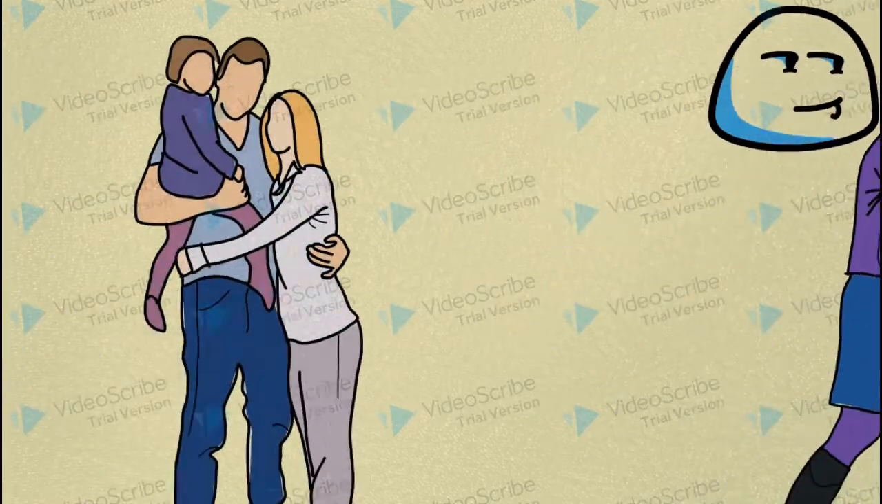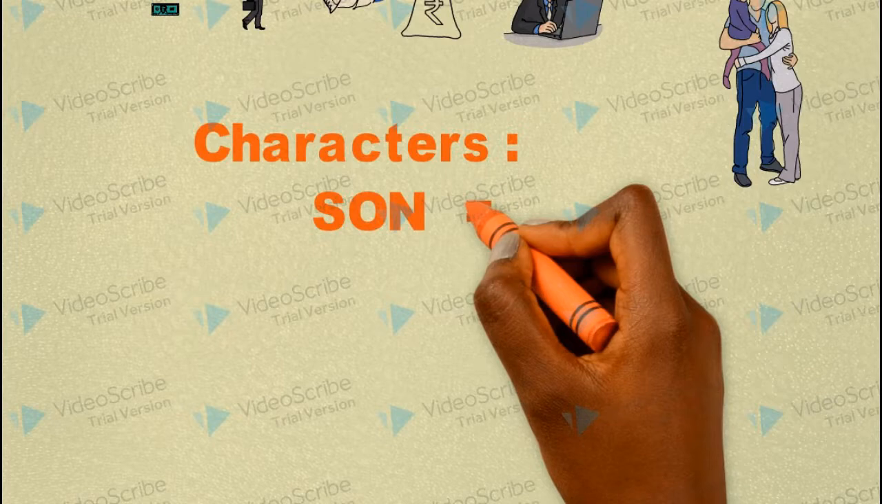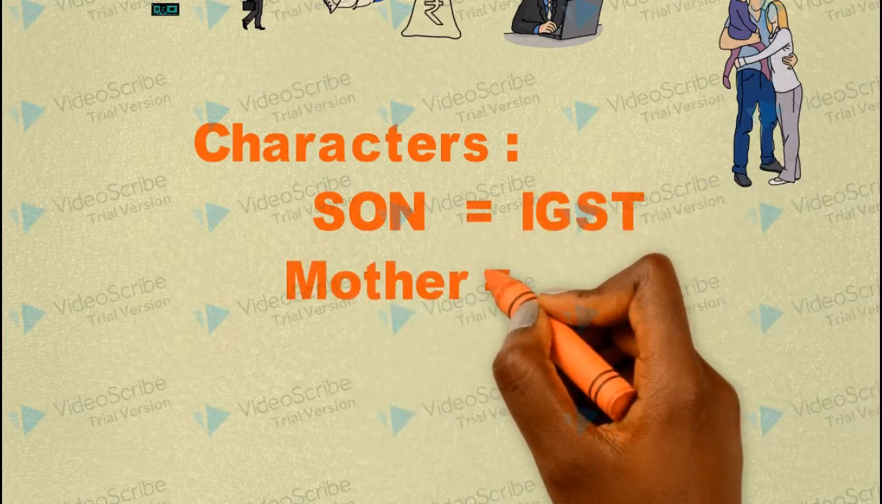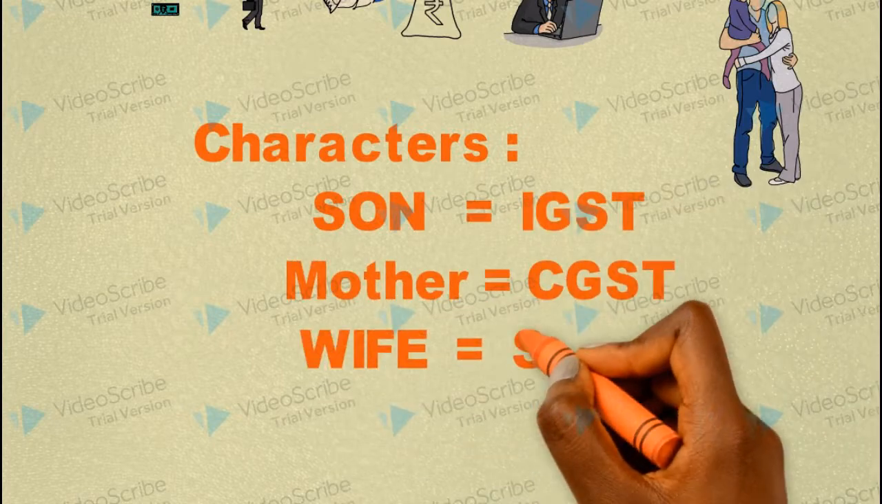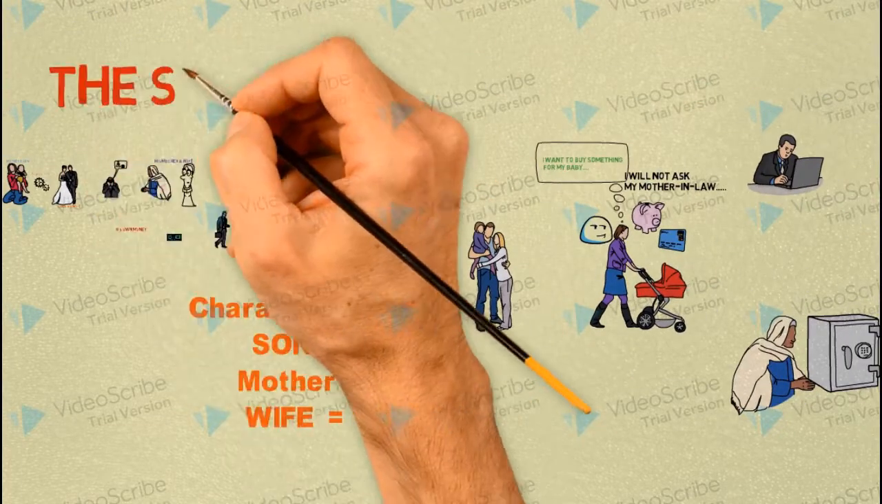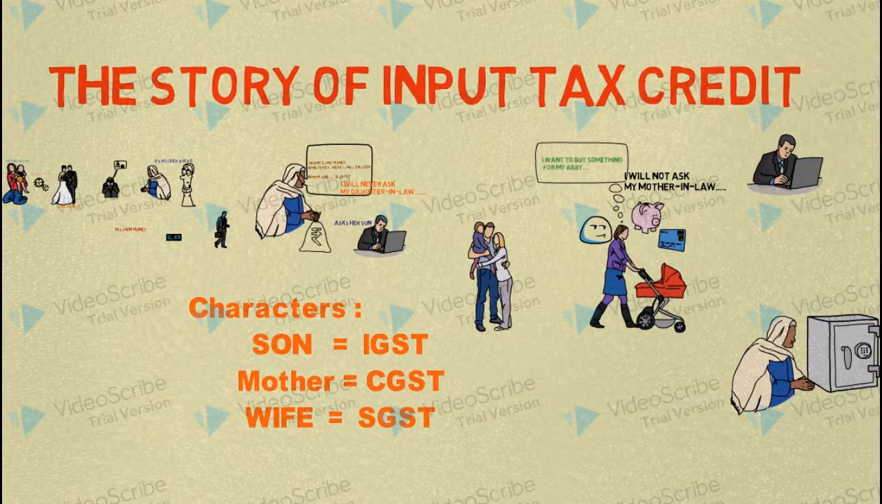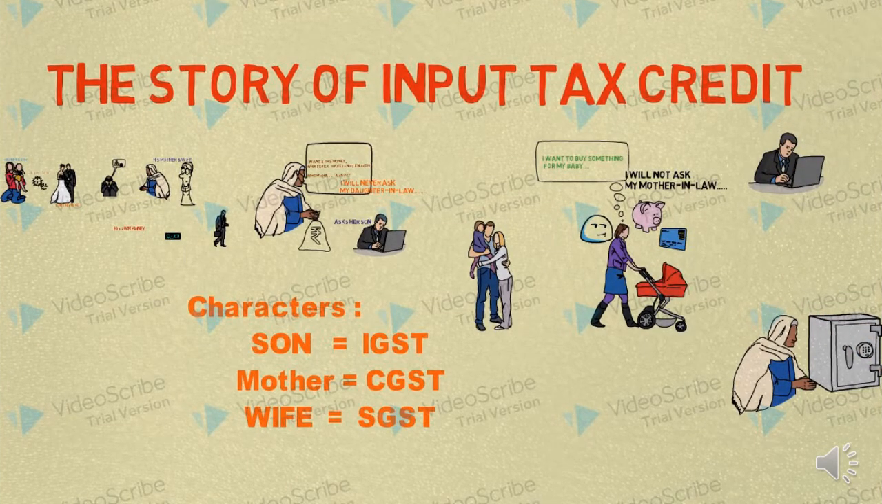Let me describe the characters of the story. The son's role is played by IGST, the mother's by CGST, and the wife's by SGST. This is a story of GST. This is a story of utilization of input tax credit.